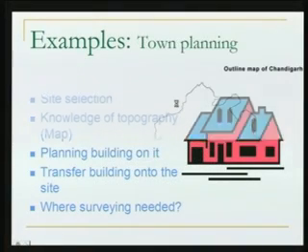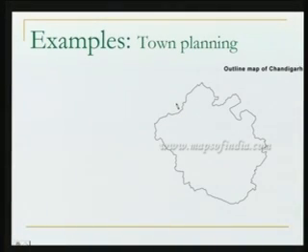Well, another example I would like to give you, and this is an example of town planning, and for that I have chosen the town of Chandigarh. We know it's a very beautifully planned town. But again in this case, in order to plan a town, what we need, first of all, we need a site. So the site for Chandigarh is, for example, as shown here in the map.